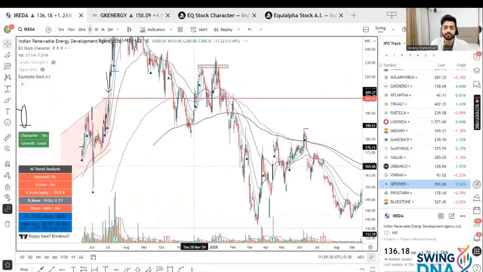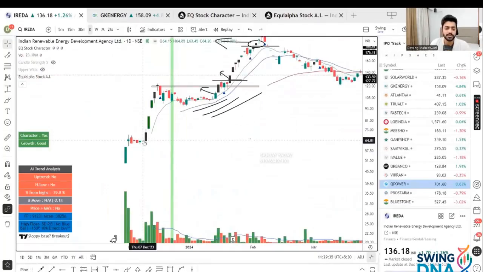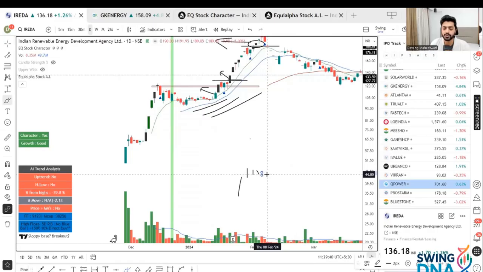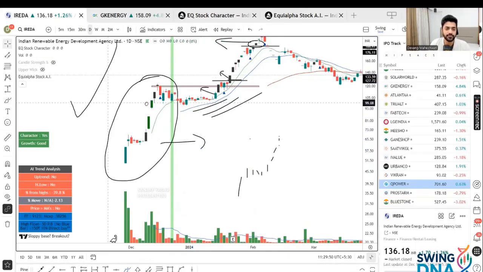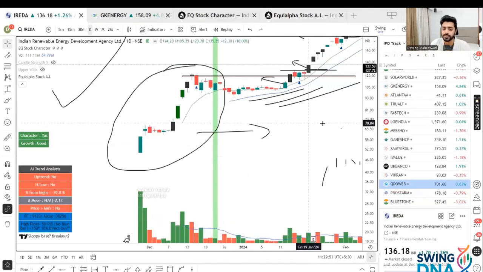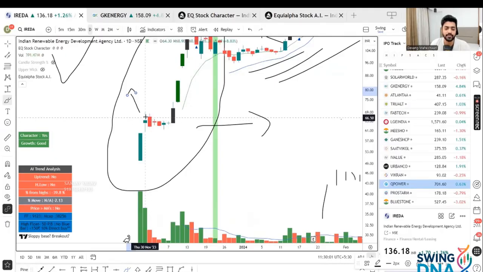IREDA. This is a bit back. Look at this. This is an initial move, then a pause, and then resumption in the initial 15 sessions. But such moves are very few. You can look at what's different in this versus others. The level of wick, the level of reversals, is very low here. In this candle, you can find some wick, but the close is still balanced somewhere in between.